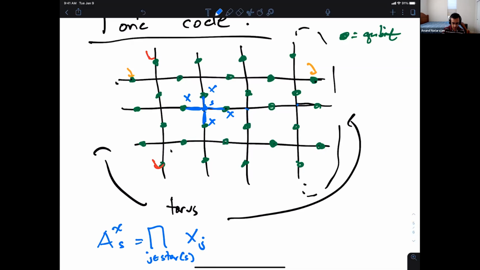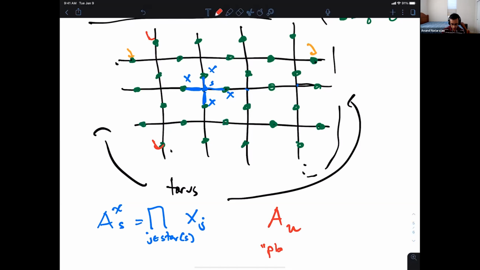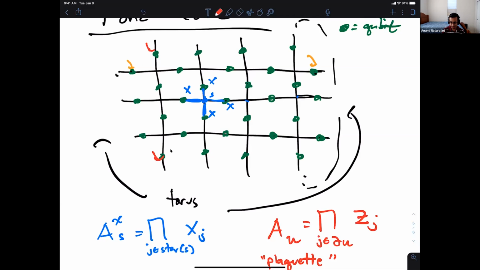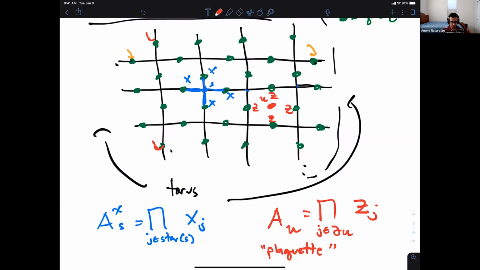Those are the star stabilizers, and the other ones are called, well, he calls them face operators. People often use the word plaquette also. This is a product over j in the boundary of the plaquette or face of Z sub j. A plaquette is just a cell in this grid, or a face. So you stick a Z on each of the four edges of that cell. It looks something like this. Okay, and that's basically it. So those are all the stabilizers of this code.